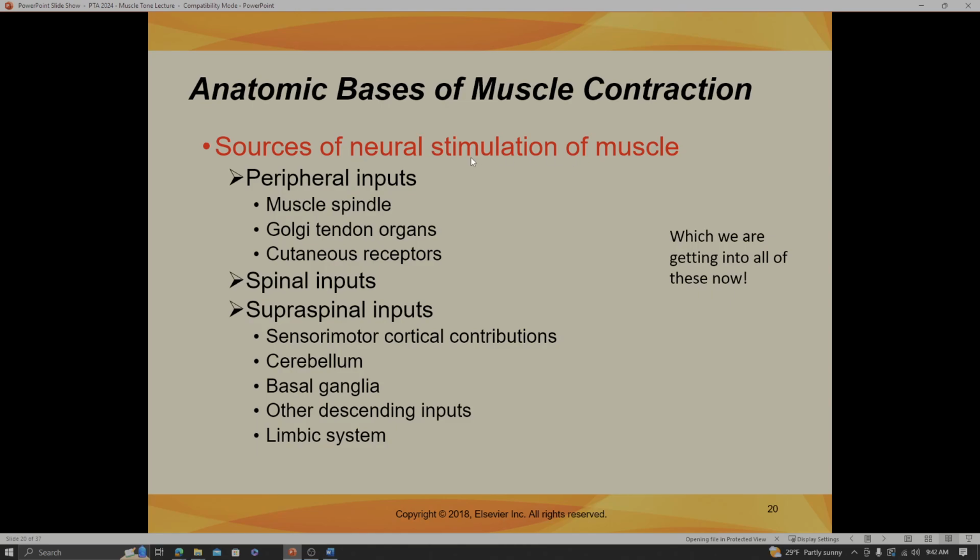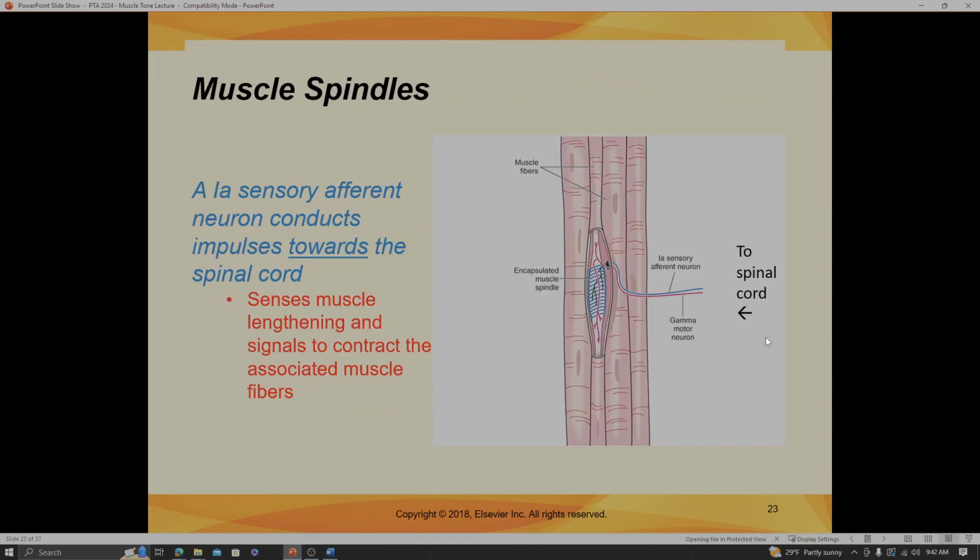Sources of neural stimulation: we're going to get inputs from the periphery, right, through the form of peripheral inputs of muscle spindles, Golgi tendon organs, things like cutaneous receptors. We have spinal inputs, and we have supraspinal inputs, which are basically going to come from above the level of the spinal cord, right? Sensory motor cortical contributions from the cerebellum of the brain, basal ganglia, limbic system, so from the brain and specifically the brain stem.